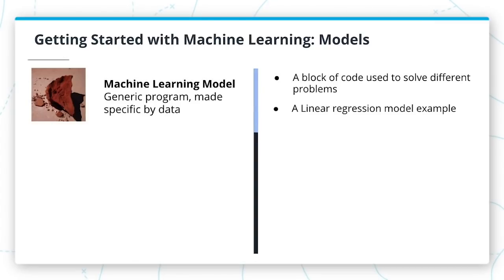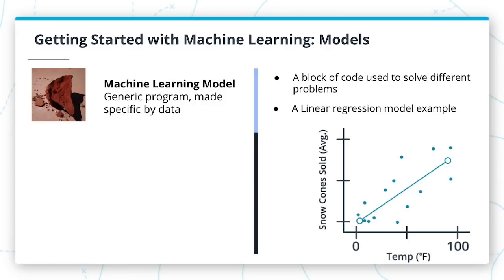In this example, we are using a linear regression model to predict the number of snow cones you might expect to sell based on the temperature. Our model here predicts that as the temperature increases, you will sell more snow cones.